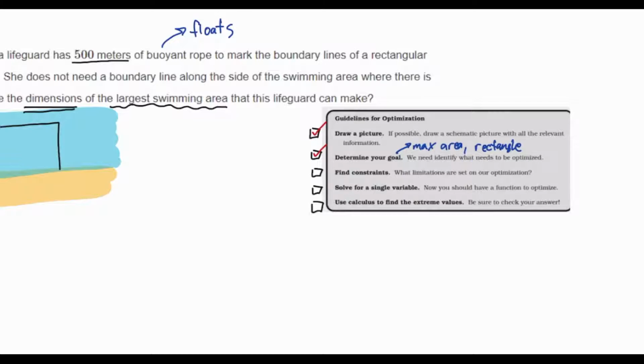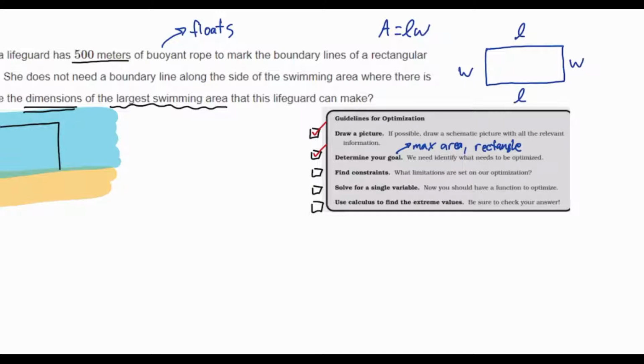Find constraints. We know that all our values need to be positive. I can't have a 0 or a negative width or length or area. And let's add an extra little sketch up here and think about what we know about rectangles. So I'm going to be talking about the area of a rectangle. Area is going to be length times width. I also know something about the perimeter. So I know generally with a rectangle, perimeter is going to be 2 times the length plus 2 times the width.